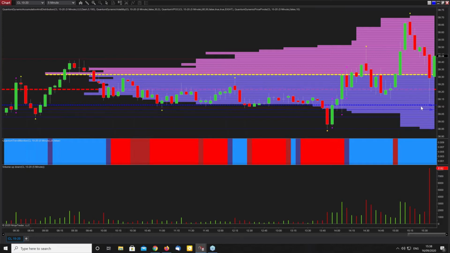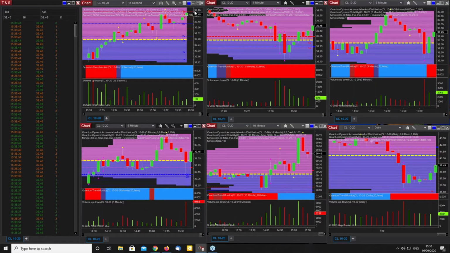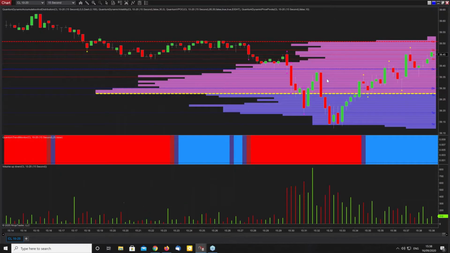You've got a nice platform of support here. That one was breached, but it's closed obviously above that. That's why you're seeing the market reverse, because you've got an absolute heap of volume coming in under here. Tons of buying under this particular candle. That's going to take it up again, which is what you're seeing right now. Down onto the 15-second. There we go.